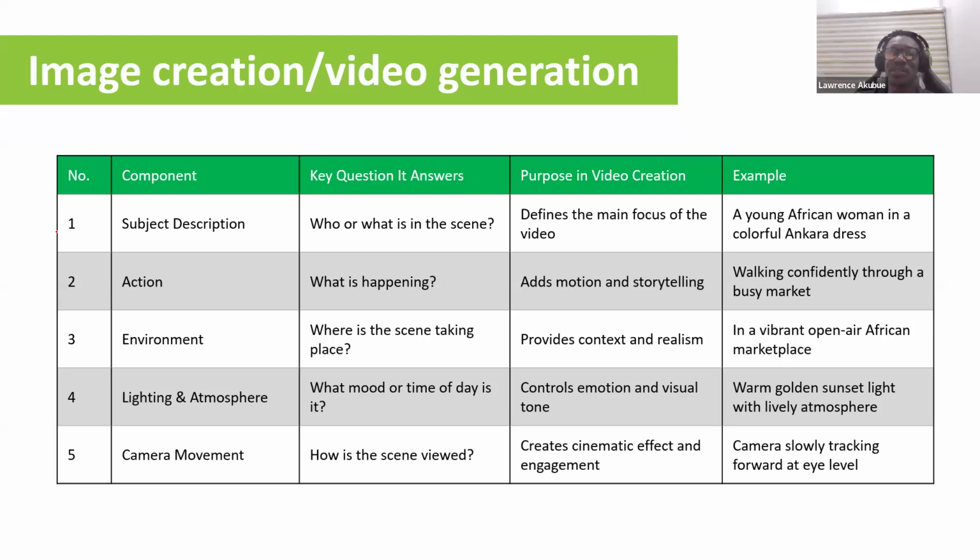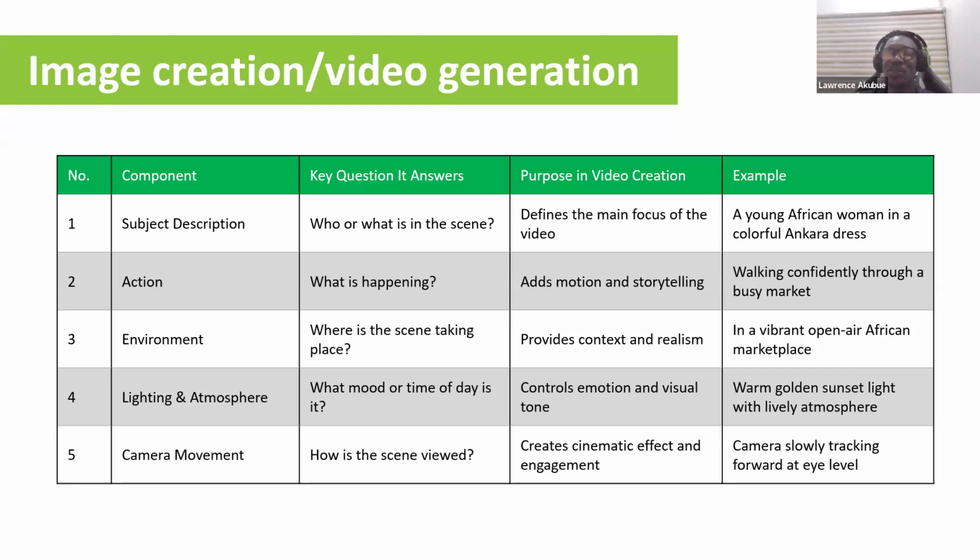So if you're going to generate a very impactful video, you need to pay attention to the following. Number one is the subject description. One might understand it as an avatar or a digital character. I think I've mentioned this before now. You cannot be generating video for nothing. There's always something you want to generate video about. So that has to be clear. Who or what is in the scene? Okay, that's the key question.